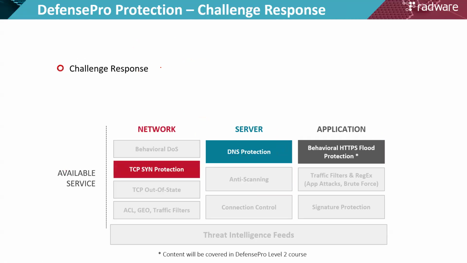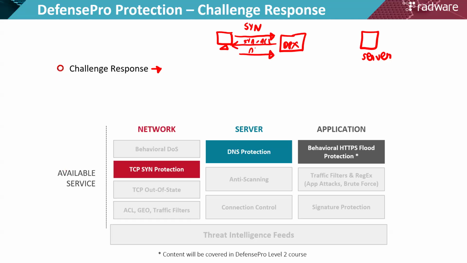Next, we have the challenge response mechanism. Challenge response works something like this. Let's suppose we have the client, we have the DefensePro device, and here we have a backend server. I'll just give you a simple example. We have a SYN packet coming in. The next response should be SYN-ACK, right? A three-way handshake, and we have an ACK response.